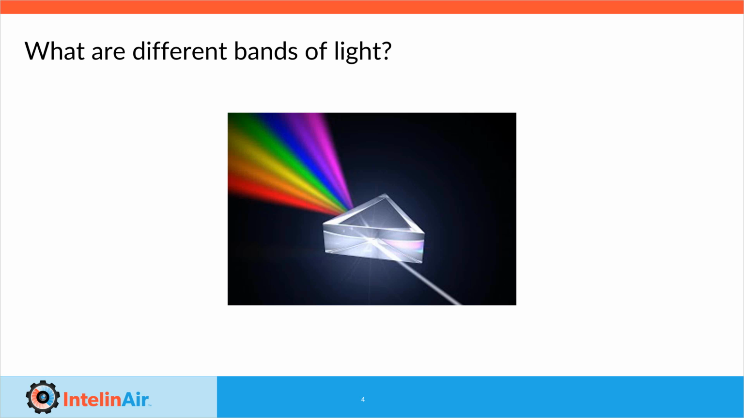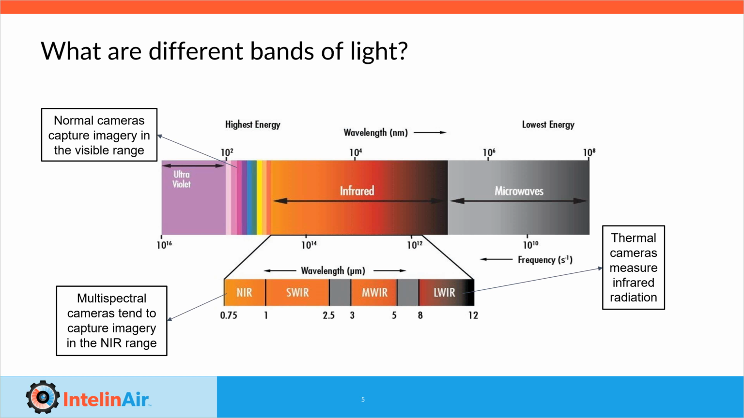Now, what you see here, obviously, is the visible light. What this chart shows is the entire spectrum, and you'll notice the visible light is that relatively narrow part in the middle. That's what we see with the human eye.